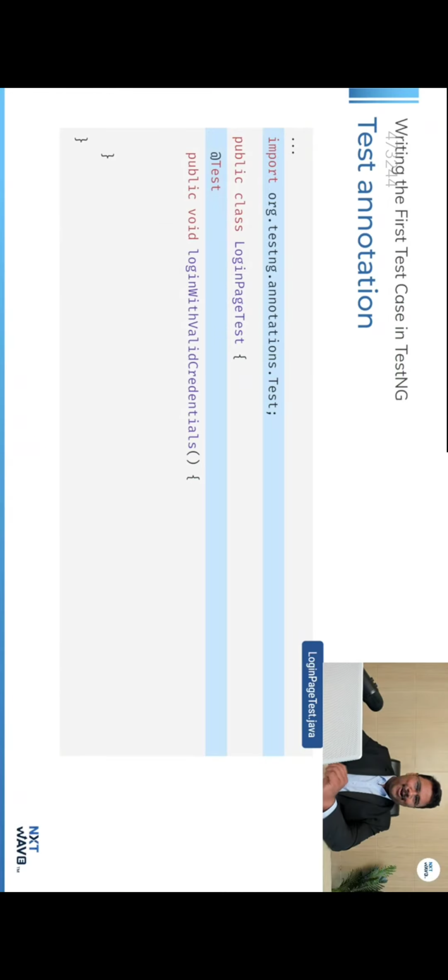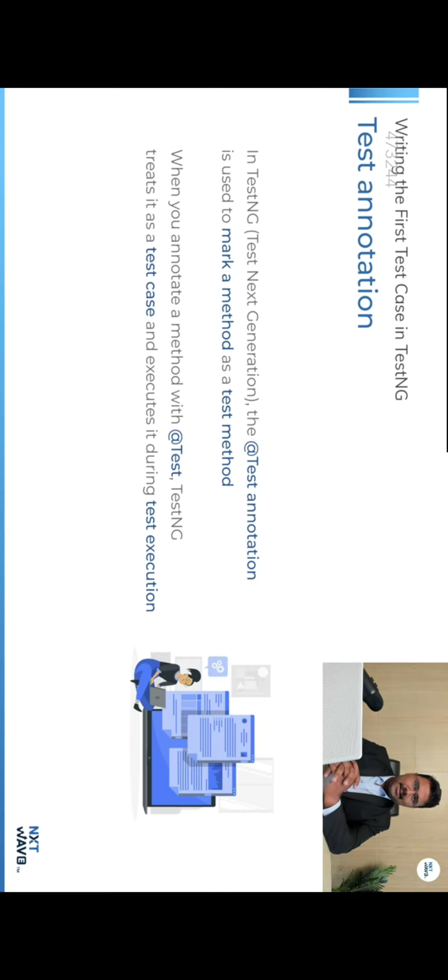But before we move ahead with all of this, let's quickly understand what exactly a Test annotation is. In TestNG, the Test Next Generation, the @Test annotation is used to mark a method as a test method. When you annotate or label a method with @Test, TestNG will treat it as a test case and execute it during test execution. You can simply think of it like this: annotation equals labeling. When you write the @Test annotation, you're basically saying, I'm labeling the next few lines of code as a test case.